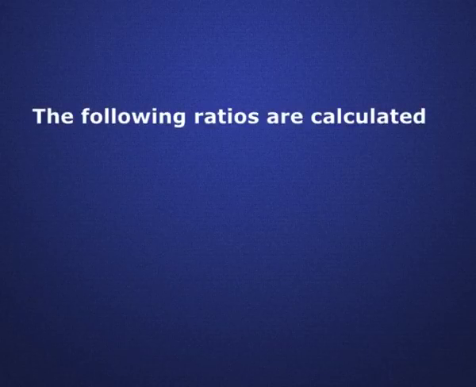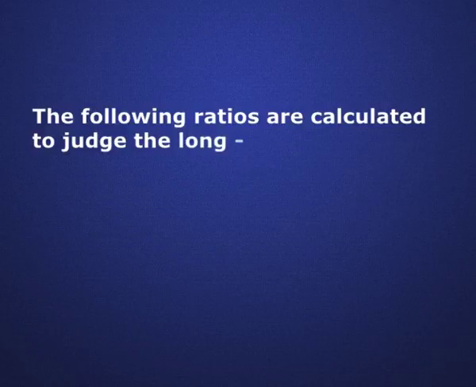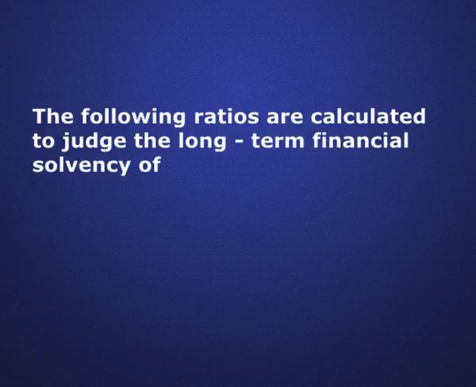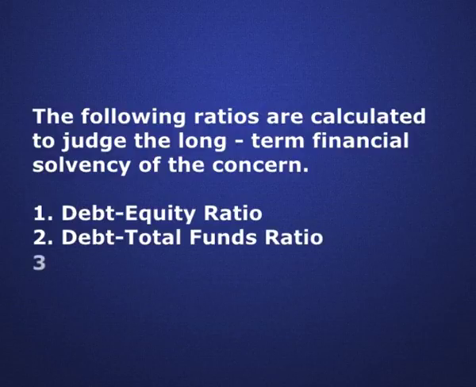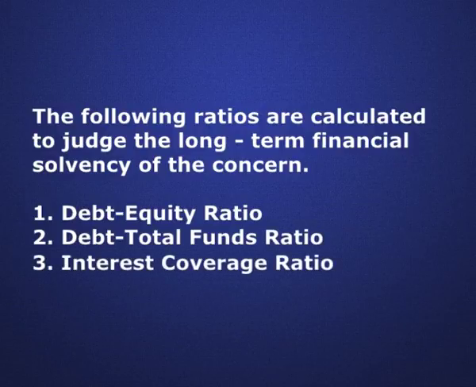Solvency ratios measure the long-term financial solvency of the concern. It measures the enterprise's ability to pay the interest regularly and repay the principal on maturity. The following ratios are calculated to judge the long-term financial solvency of the concern. First, debt-equity ratio. Second, debt-total funds ratio. Third, interest coverage ratio.